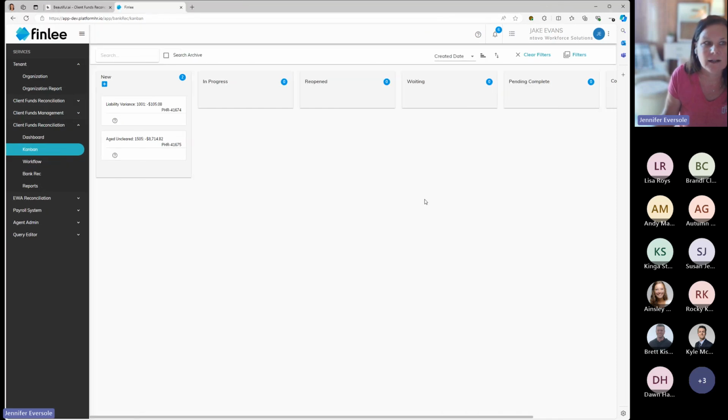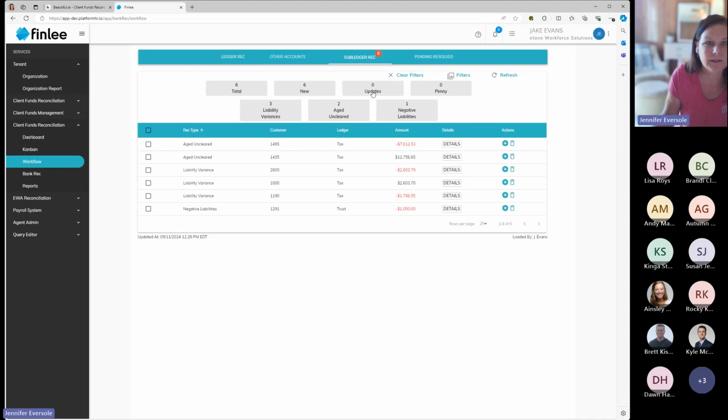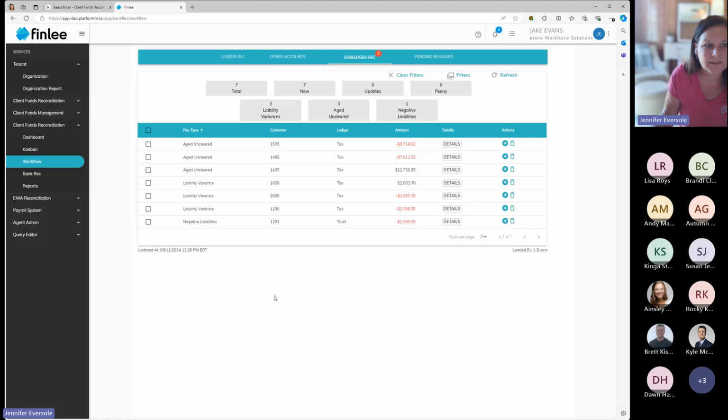My favorite thing about the Kanban board is that it is pesky and won't allow you to close things. So if I just take this aged uncleared and stick it over here in the completed column, but I don't do anything about it, the next time I click the refresh or find variances button, it's going to just bring it back up here again. It doesn't let you close something until it's fixed, or it will let you close it, but it's certainly going to bring it back up to you again.